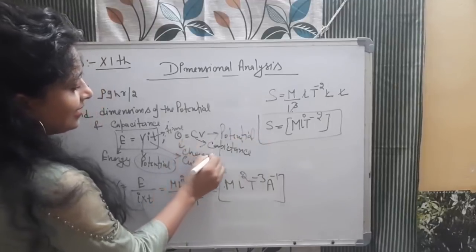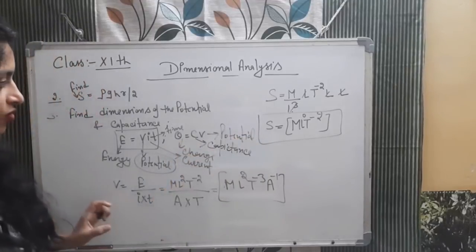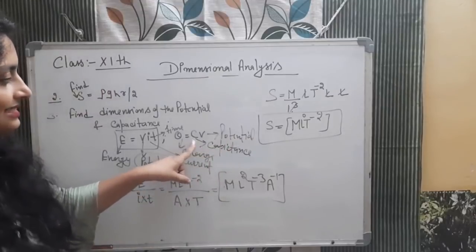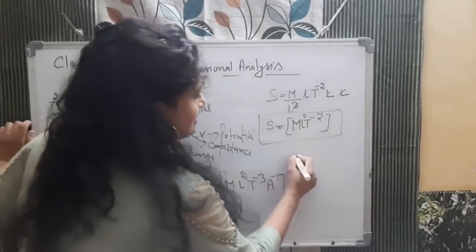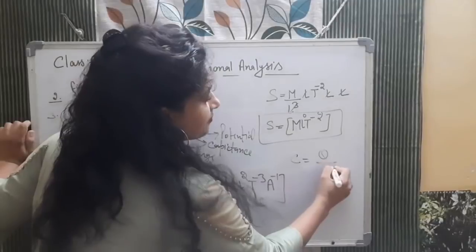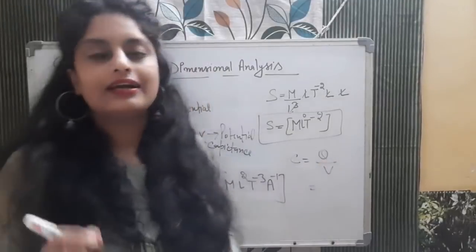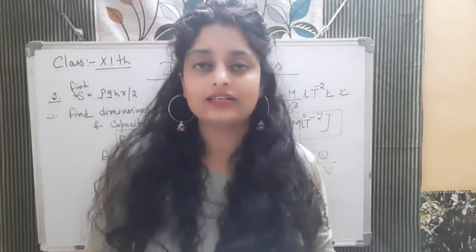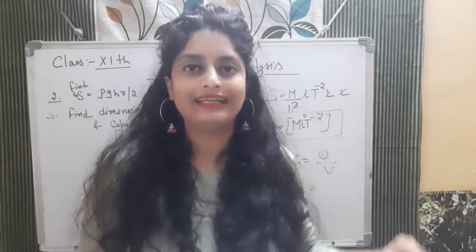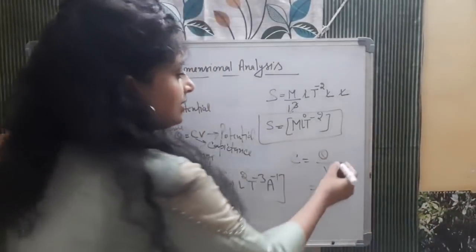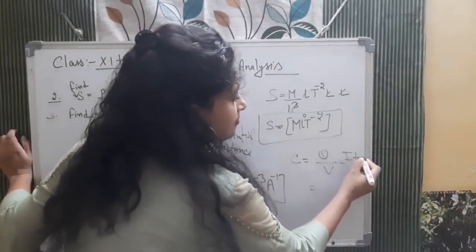We need to calculate now the dimensional formula for the capacitance. So how will we calculate? C is equal to Q by V. Now charge. Current is what? You studied in the 10th standard. Current I is equal to Q by T. So Q is I into T. So I can write I T by V.